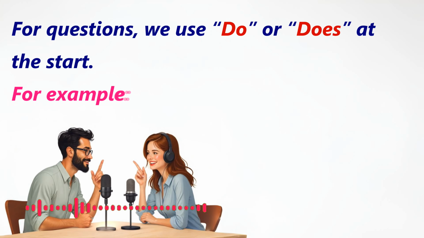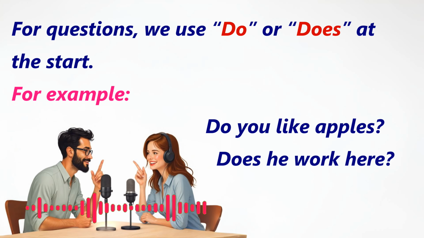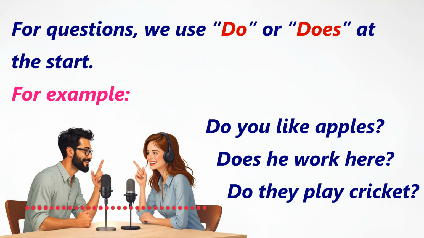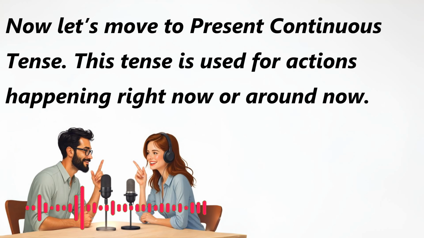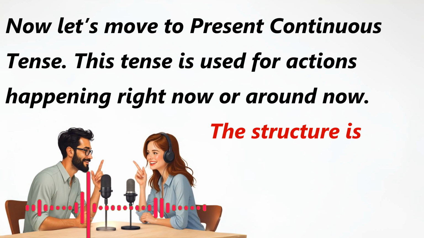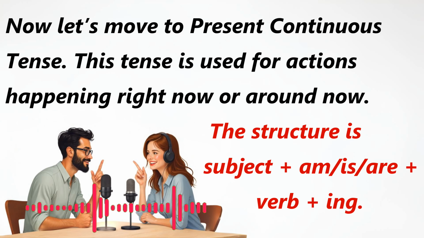For questions, we use do or does at the start. For example, do you like apples? Does he work here? Do they play cricket? Now let's move to present continuous tense. This tense is used for actions happening right now or around now. The structure is subject plus am, is, are plus verb plus ing.